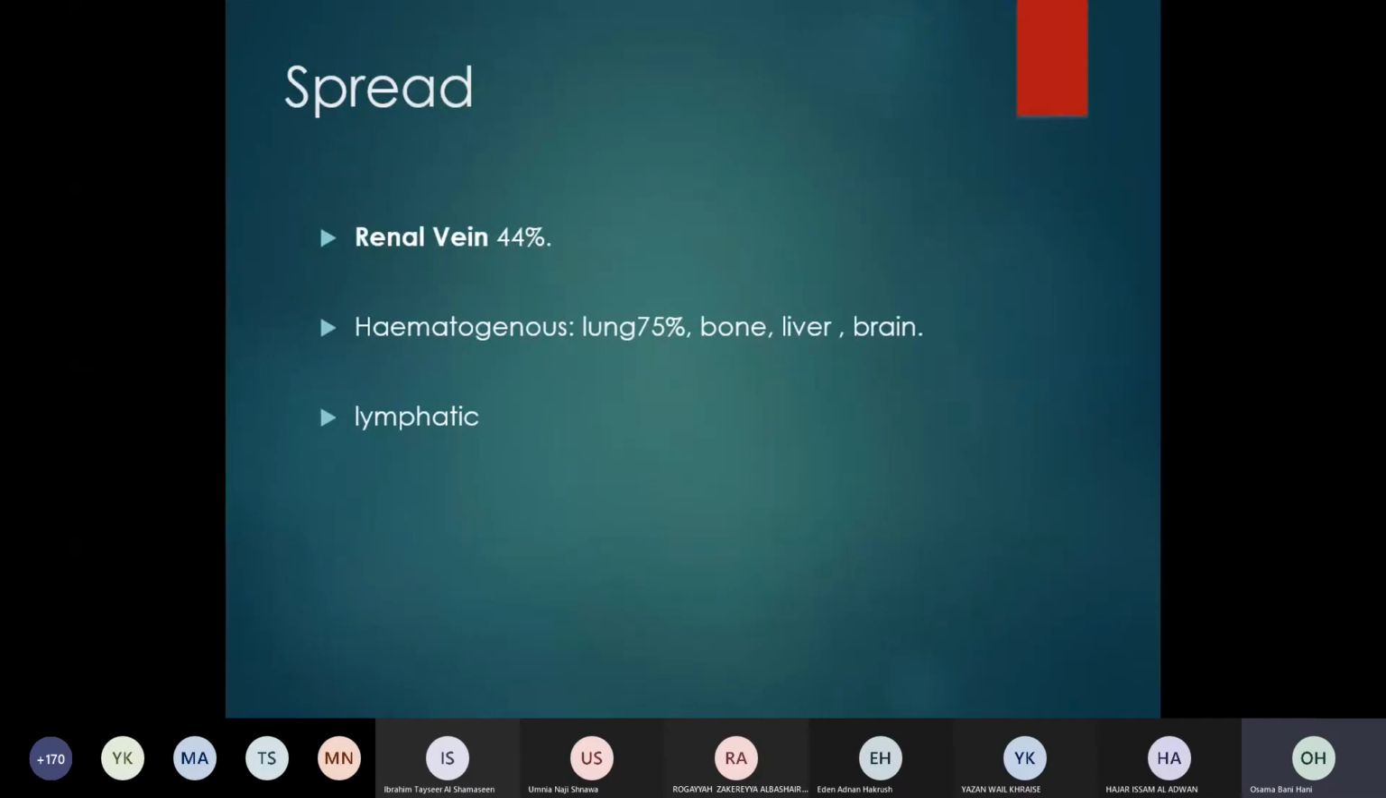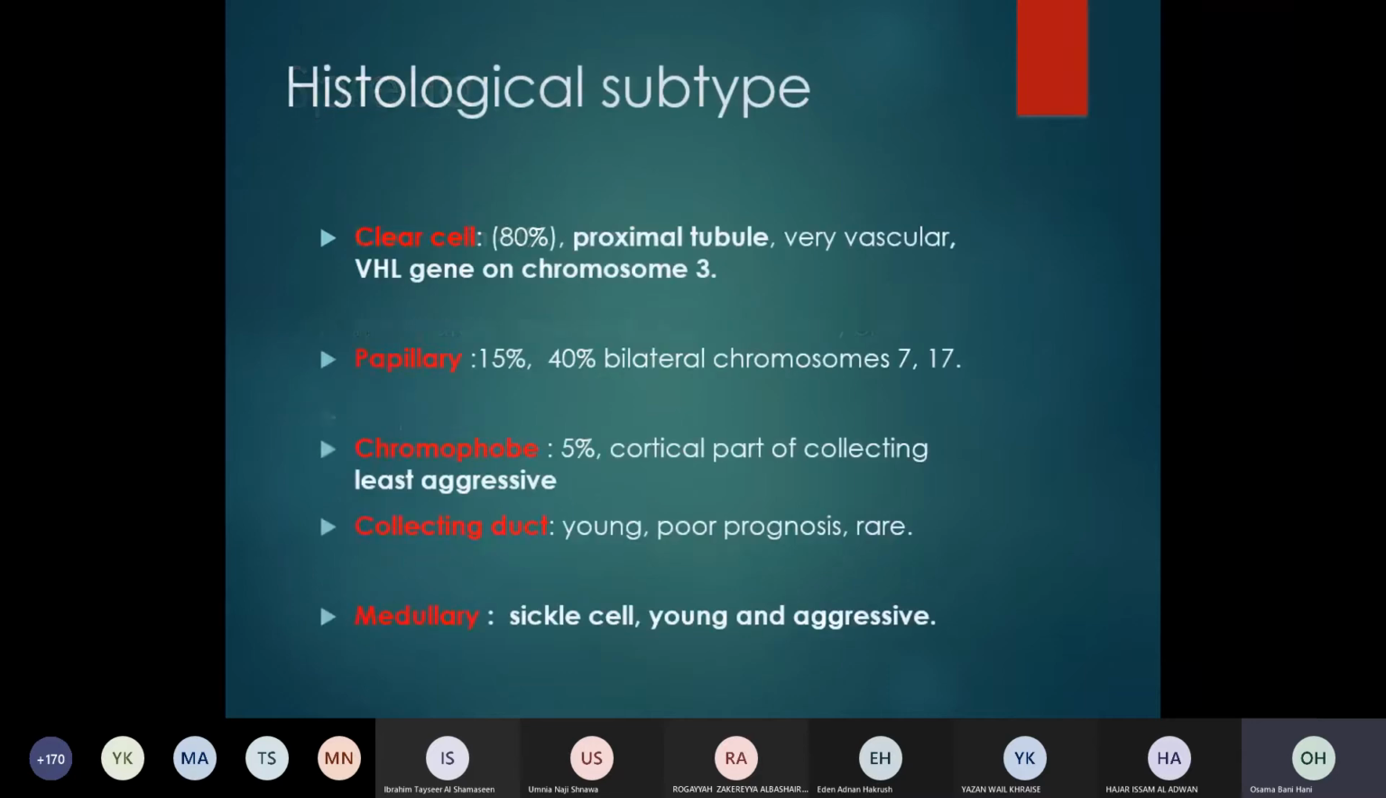Usually the spread is mainly through the renal vein. Around half of the patients have spread through the renal vein, and whenever it goes into the hematogenous stream, the most affected part is the lungs, followed by the bone, the liver, and the brain. And sometimes we have lymphatic spread, usually to the para-aortic lymph nodes, because they are close by to the kidney, and in between the aorta and the cava, some interaortocaval or retrocaval lymph nodes.